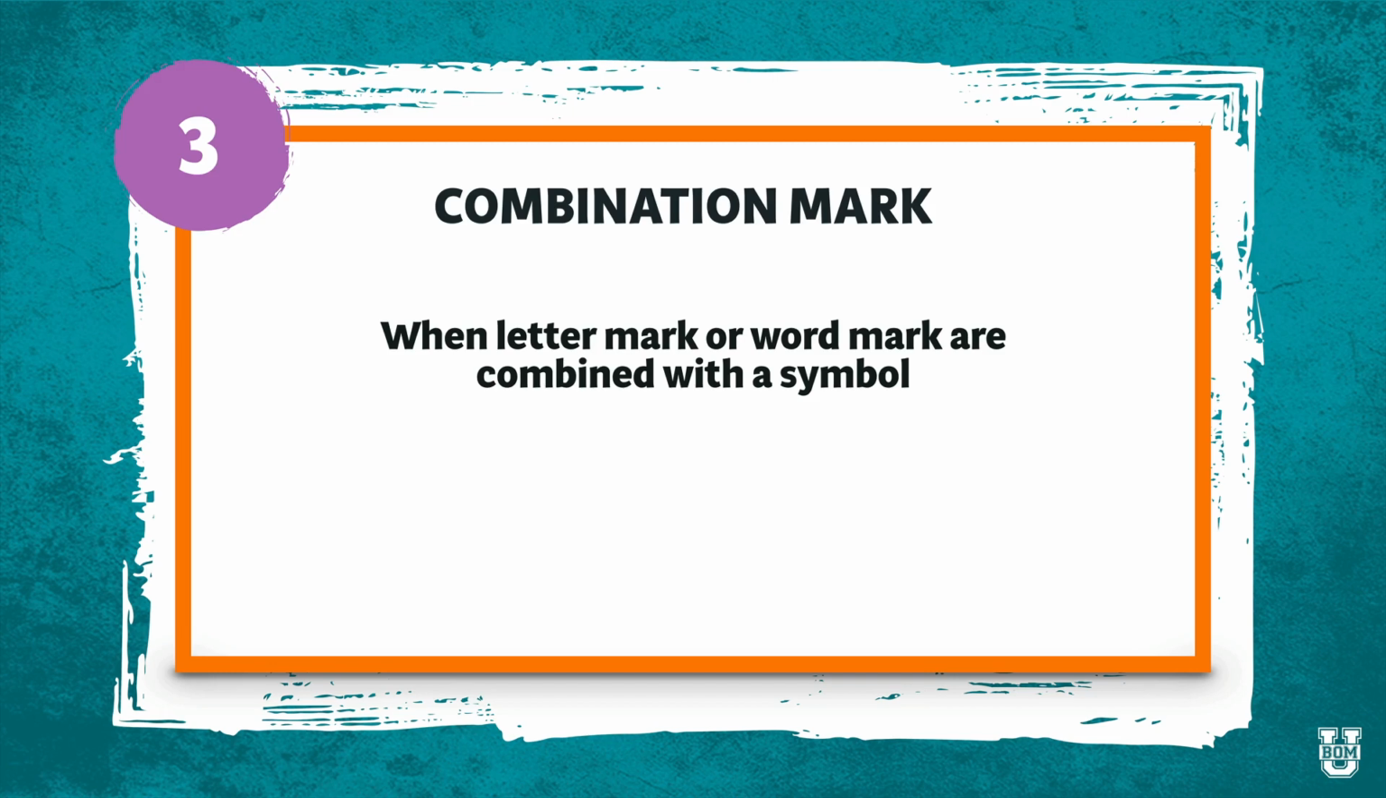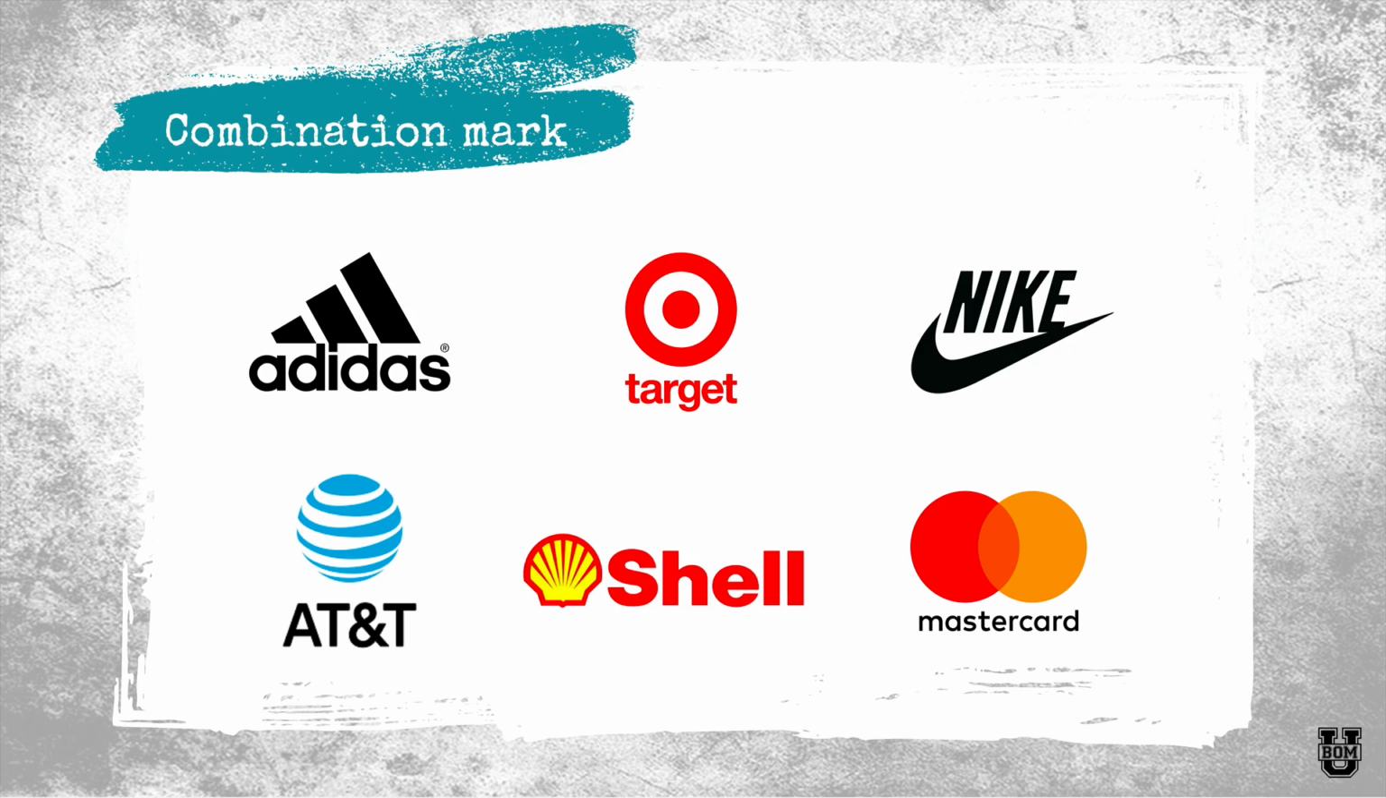So next up, we have the combination mark, probably one of the most common, or the most popular, if you will. This is when a letter mark or a word mark are combined with a symbol. And we'll look at some of the same examples. So like you look at Adidas, Target, Nike, AT&T, Shell, and MasterCard. These are word marks that are combined with symbol.